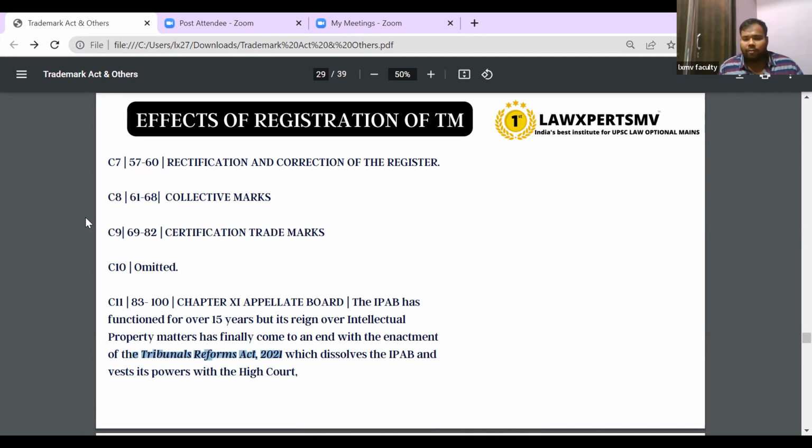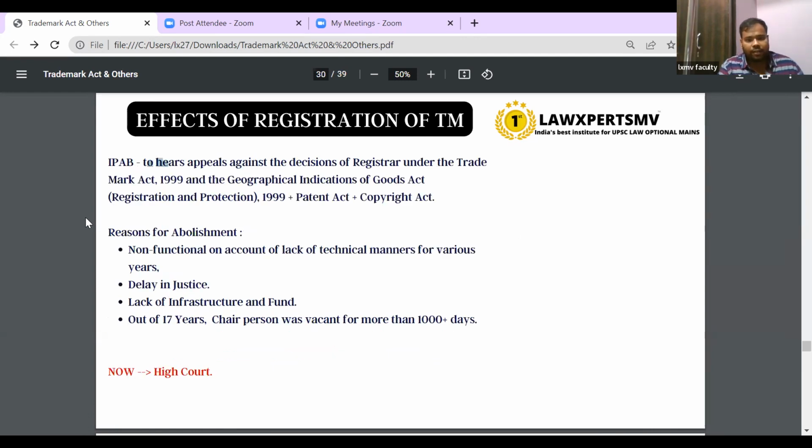The constitution, powers, and everything, you need not read about it, because that thing was abolished right now. But the question in the UPSC can be, why this particular thing is abolished? What will happen to those appeals? When you are affected by the decision of the registrar, then where do you have to go for the appeal? And another type of question is, why was this IPAB abolished, right? So we have to understand this.